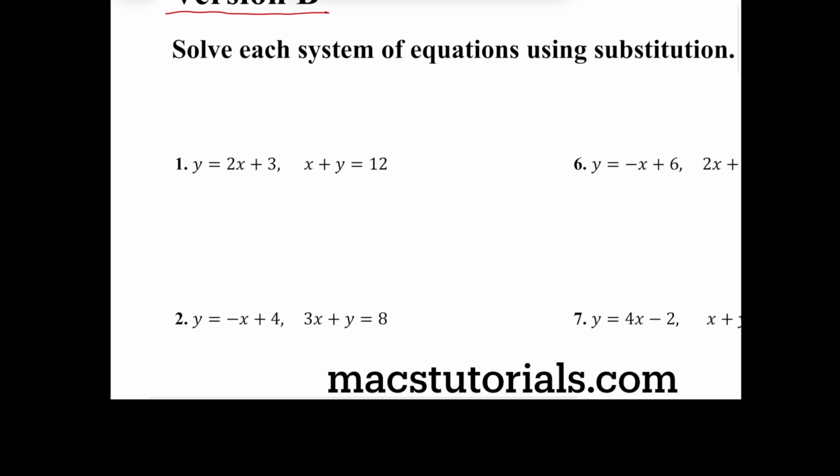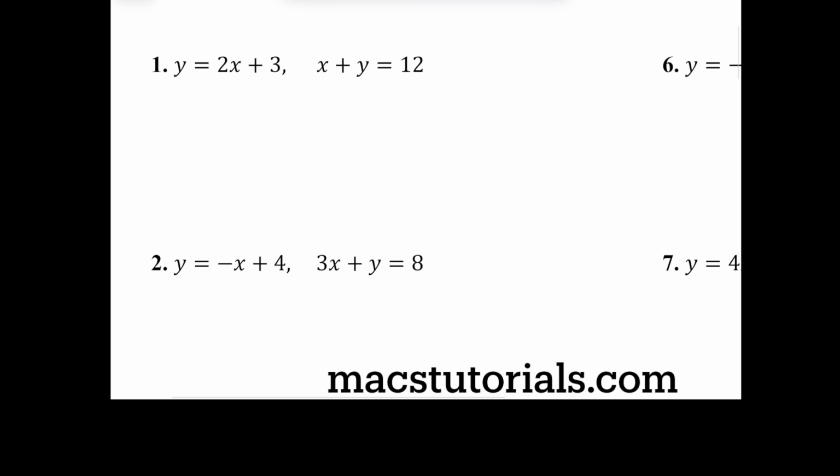Now, in version B, we're just going to do the same thing we did in version A. Some of them are going to be a little more difficult, but as you remember, these are set up with a y equals or an x equals. Well, what does y equal? Y equals all of that. So just as if that said y equals 3 and I would plug 3 in for y, well, y equals a bunch of stuff. We're just going to put in a bunch of stuff for that y.